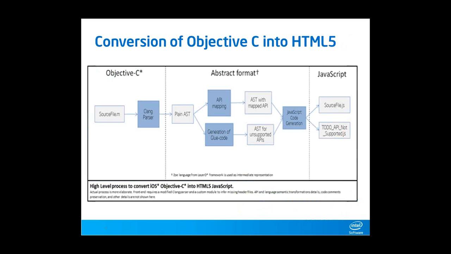The App Portal tool is essentially a source-to-source converter that handles the conversion from your Objective-C to JavaScript. As a first step, what does it do? It has different modules. It has the Clang parser, which takes your source file, the .m extension, and parses it, and generates an abstract format file. The abstract format file checks whether each module is a supported API. If it's a supported API, it automatically gets converted to JavaScript. If it's not in the list of APIs that the App Portal tool supports, it generates an unsupported API call. Then it generates a list of all the to-do files.